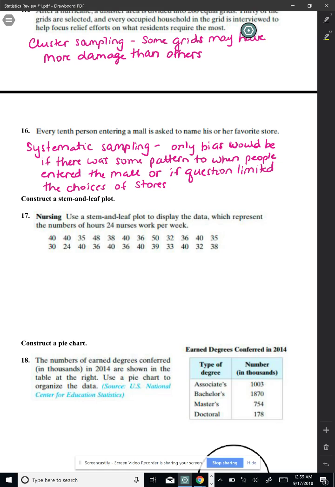And then another one would be if you limited the number of choices and you just gave them a list of maybe 5 stores, then the question itself could limit their answer choices. That could be a bias.